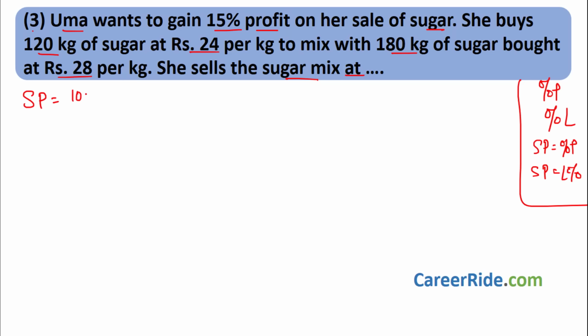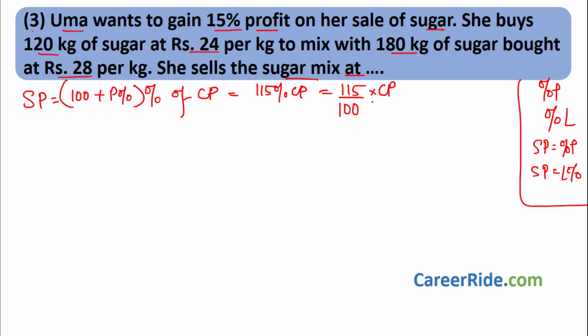So what is the formula? 100 plus the profit percentage, these many percent of cost price. What is the profit percent? 15%. So we have 115% of cost price. That would be 115 upon 100 into cost price. Do we know the cost price? No. Let's see whether we can find it or not. This is the cost price.